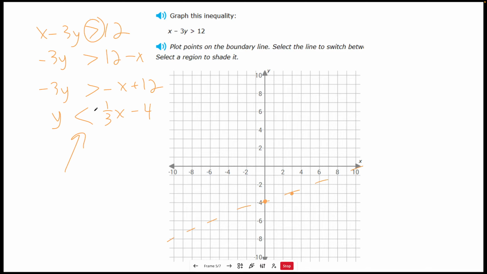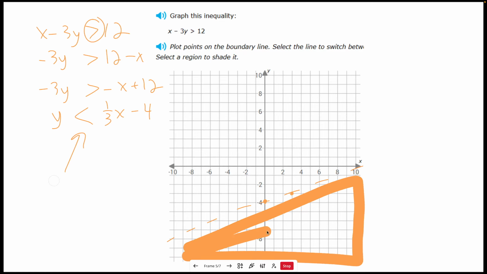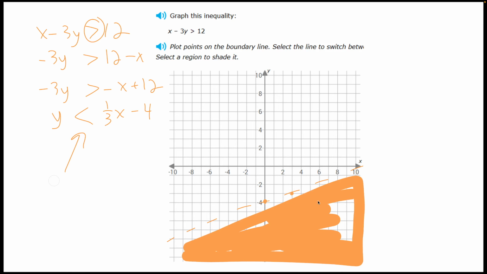And now, remember we reversed the inequality when we solved this. And so this says y is less than. So less than means you shade below the line, right? If it was greater than, we shade above the line. If it's less than, we shade below. And so you're going to shade all, not on the line, shade all of this. Okay, as best you can. All right.